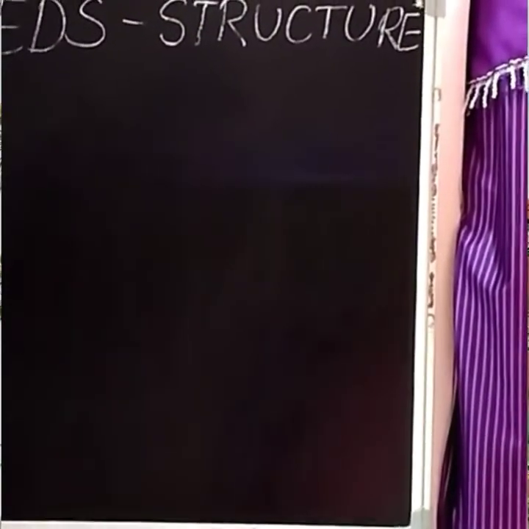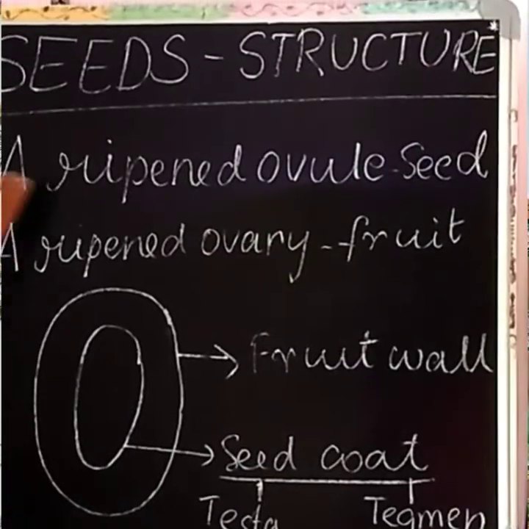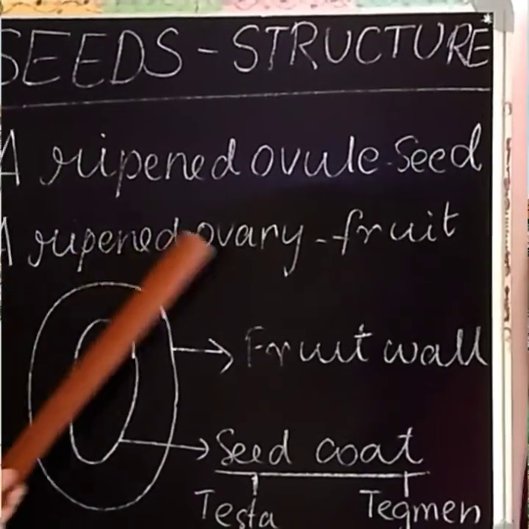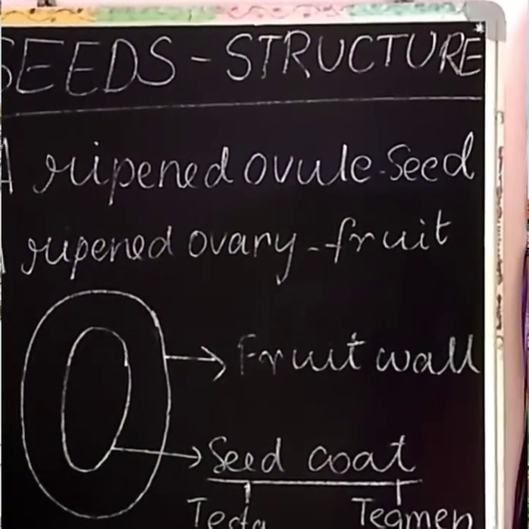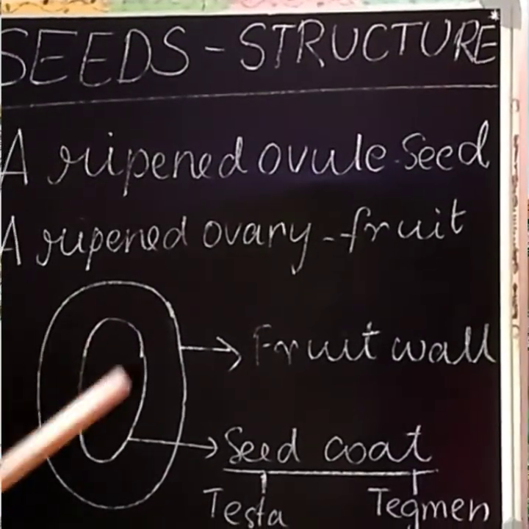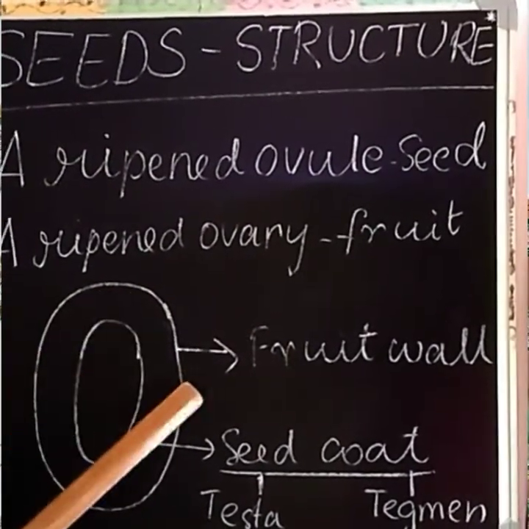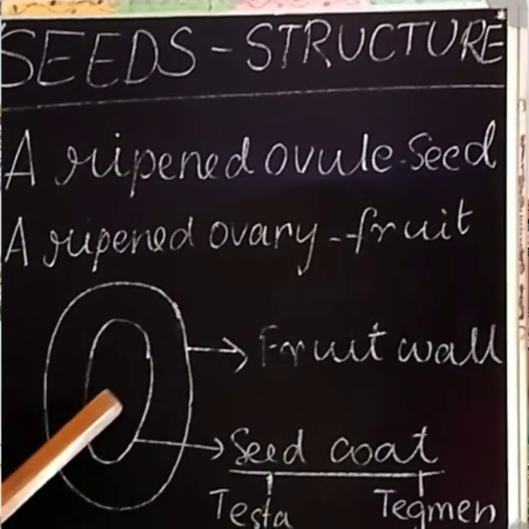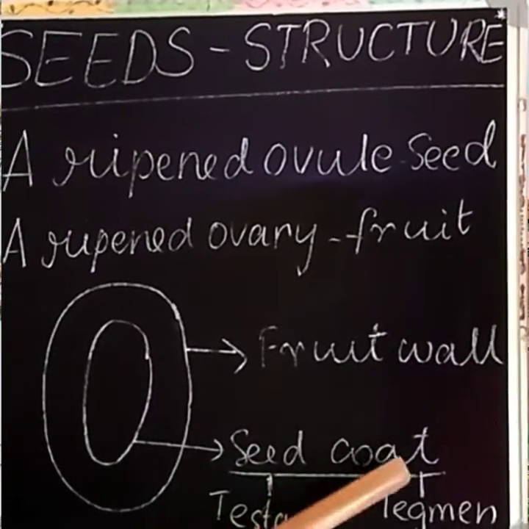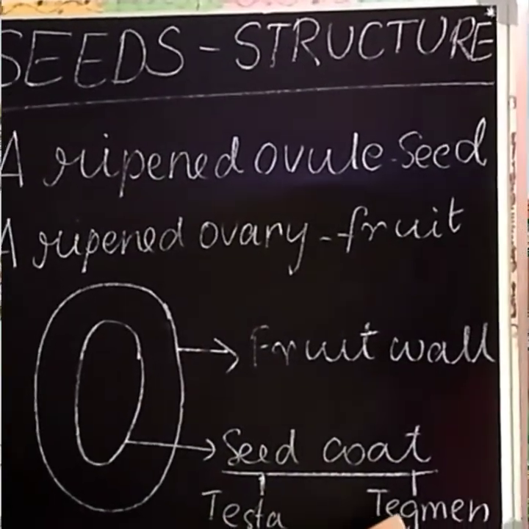Now let's get started. A ripened ovule will turn out as a seed. A ripened ovary will turn out as a fruit. So now this is the fruit and this is the seed. The wall which protects the fruit is called fruit wall and the coat which protects the seed is called seed coat. Seed coat consists of testa and tegmen.